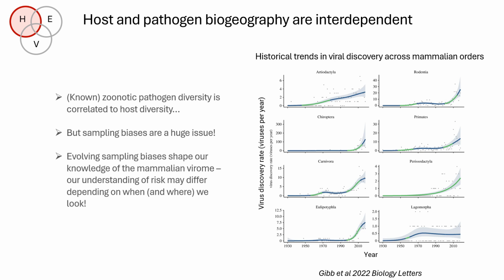And the point here really is not that that's necessarily inaccurate, but the point is it's actually really difficult to know. So these evolving sampling biases over time shape our knowledge of the mammalian virome, and we need much more systematic studies to understand better how pathogens and potential zoonotic pathogens are distributed in wildlife. And our understanding of risk might differ significantly depending on when we look or where we look.